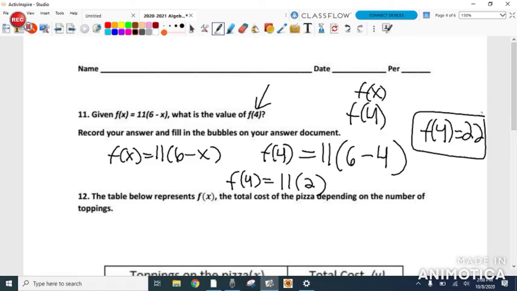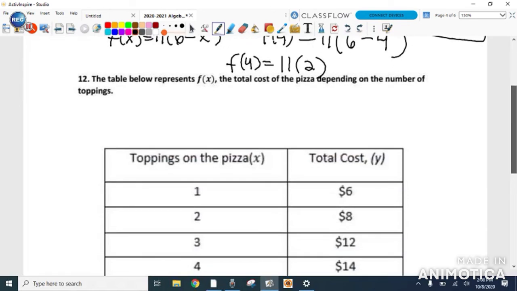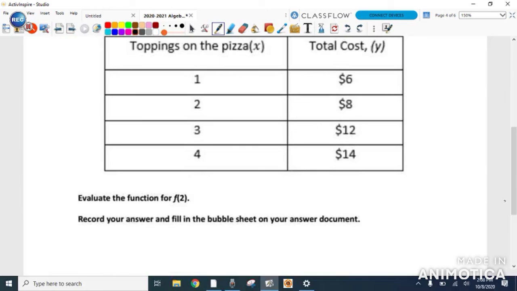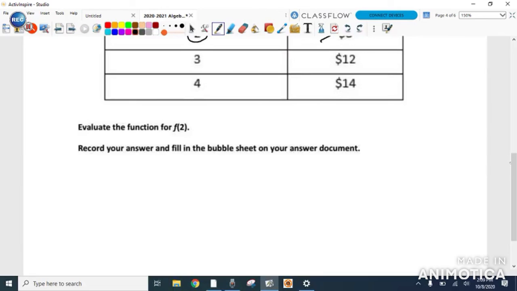And when we're talking about a table, it's going to ask you to evaluate the function at f of 2. What you need to do is look in your x coordinate and find where 2 is. My 2 is right here. My answer for 2 would be $8. So your answer in this case would be $8. That is how you evaluate a function. Take the x out, plug in the number, and work from there. All right? Here we go.